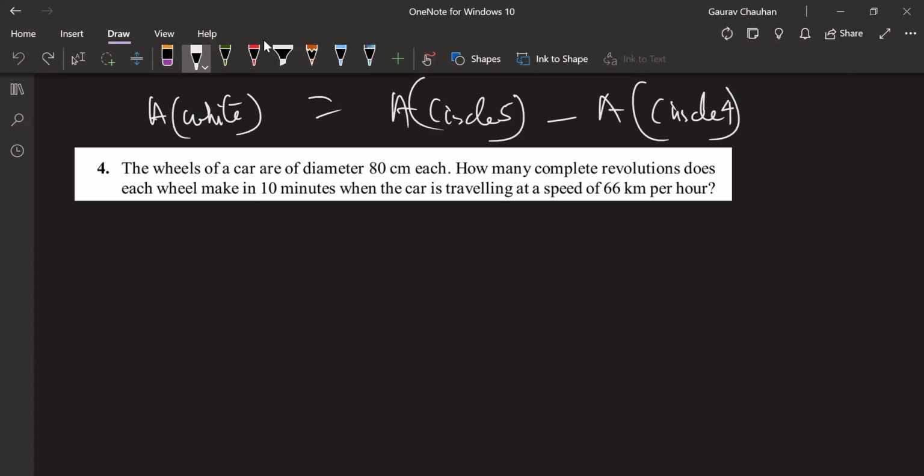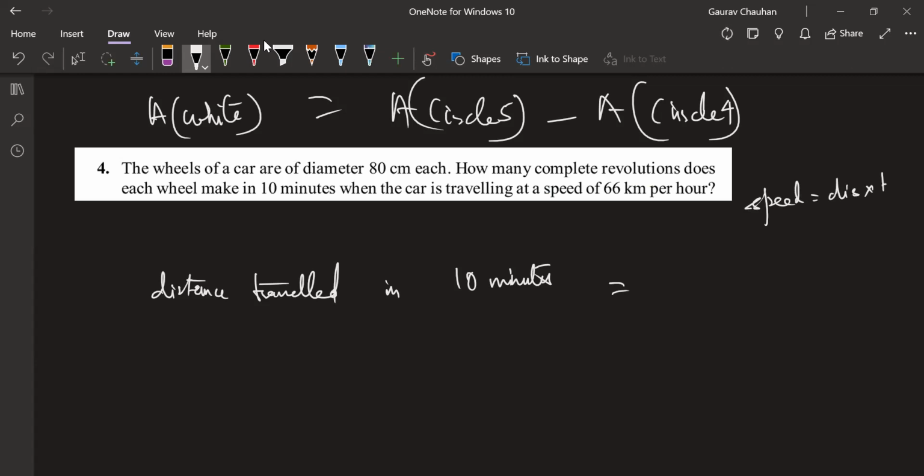You have to find the distance traveled in 10 minutes. Okay with that? Distance traveled in 10 minutes will be equal to speed. Sorry, speed is equal to distance by time. So you have speed into time, right? Speed into time. When I do this, I will write 66 kilometer per hour into 10 minutes.